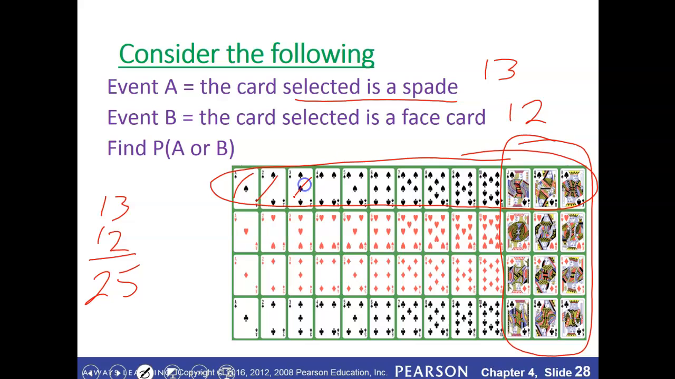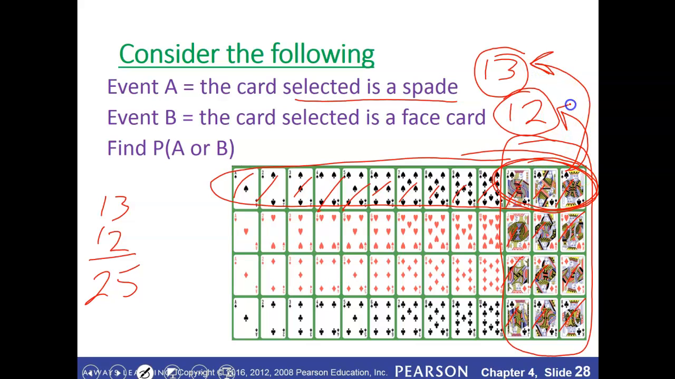There's 1, 2, 3, 4, 5, 6, 7, 8, 9, 10, 11, 12, 13, 14, 15, 16, 17, 18, 19, 20, 21, 22 cards. So how come there are only 22 cards? Why can't I just add them together? And that's because these 3 cards here were counted twice. They're in this 13, but they're also in this 12. So instead of counting them twice, I have to subtract those 3 cards. And those 3 cards are the intersection of those two probabilities.